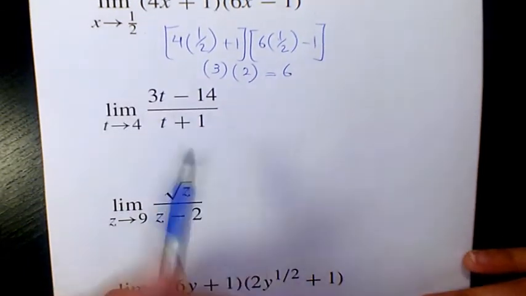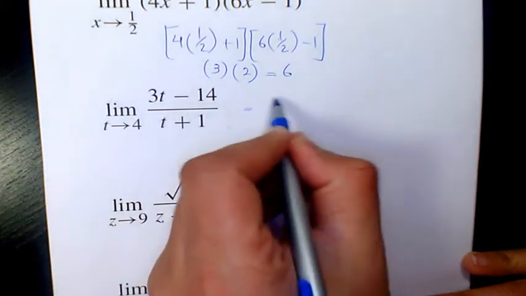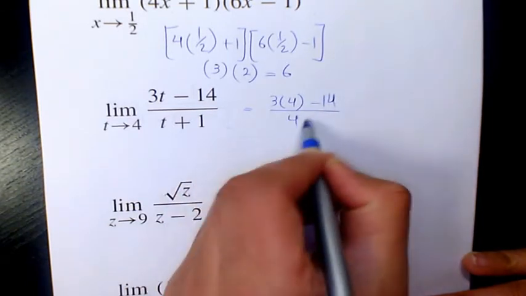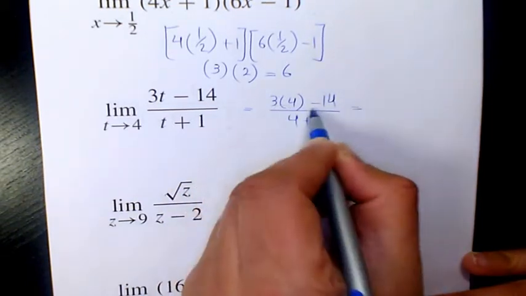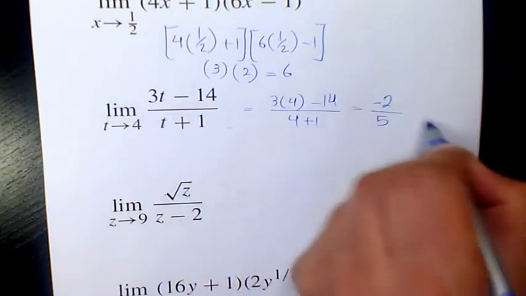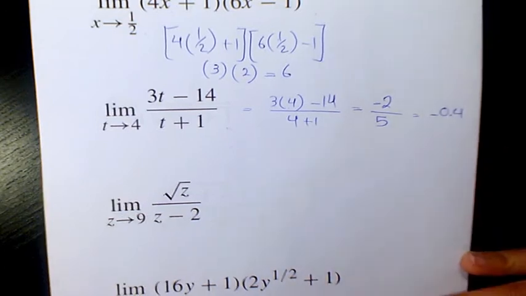Next one, limit of 3t minus 14 divided by t plus 1. That's going to be 3 times 4 minus 14 divided by 4 plus 1. 12 minus 14 is negative 2 divided by 5. Or you can put it as negative 0.4.